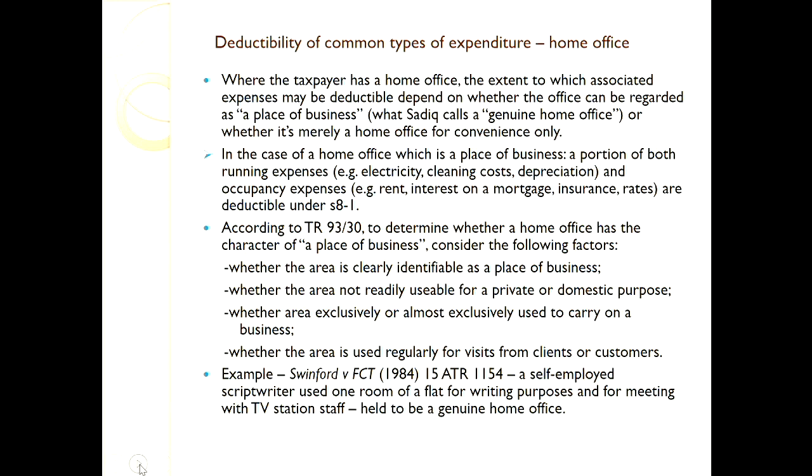How do we distinguish between a home office for convenience only and a home office which is really a place of business where you can get occupancy expenses as a deduction? Well, the tax ruling TR 93/30 gives us some considerations that we look at. Is the area clearly identifiable? Does it look like a place of business? Is it readily usable for private purposes? If yes, then it's unlikely to be considered a place of business. Is it exclusively or almost exclusively used to carry on a business? Is it regularly used for seeing clients or customers? If yes, then it looks like a place of business.